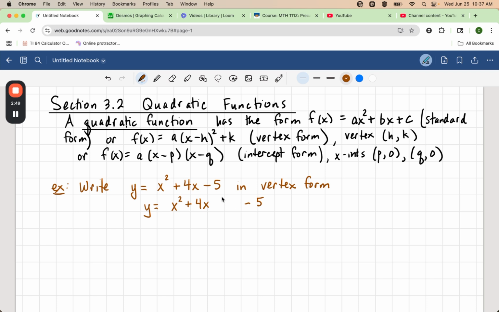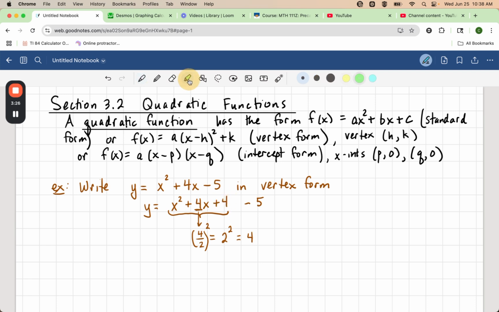Because what I'm going to do is add something here so that this trinomial is a perfect square. So it could be written as x plus or minus something in parentheses squared. So I take this 4 from in front of the x, and I divide it by 2. And then I square it. So 4 over 2 is 2. 2 squared is 4. And that's what I'm going to add right here. I'm going to add 4 right there.